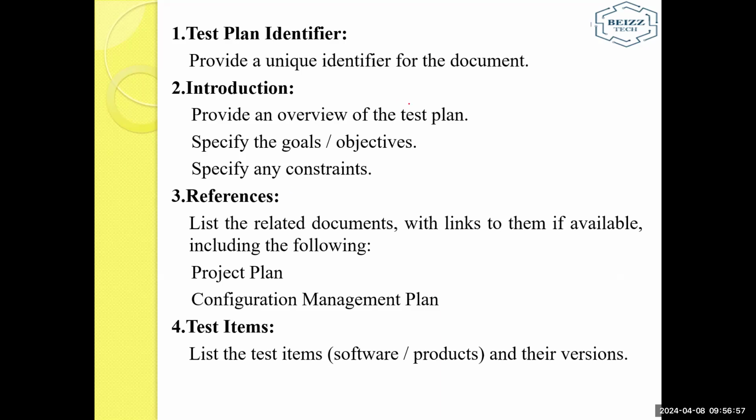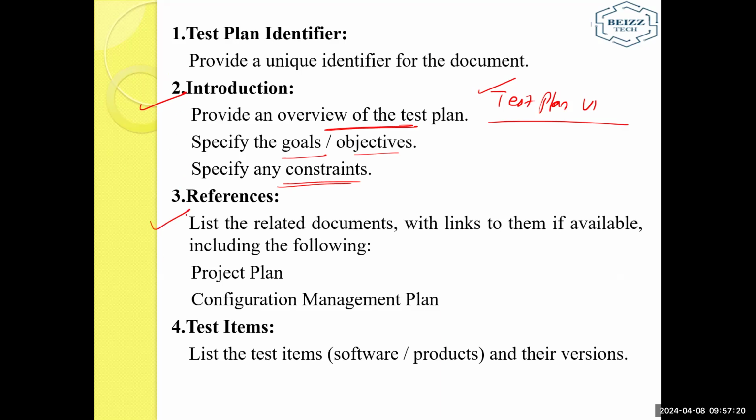So suppose any plan is there for any particular application. So test plan. Somewhere you will be getting version 1, V1. So it's a version 1, version 2, something like that. It is called identification. Introduction, it's an overview about the plan. Specify goals, objective, and specify any constraint, some rule guideline you will get for that particular plan in the introduction part.